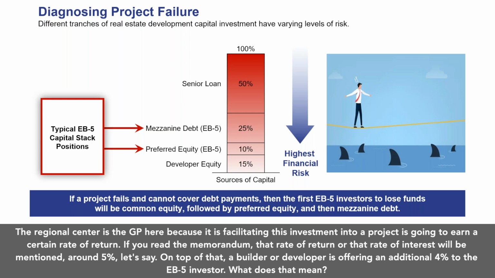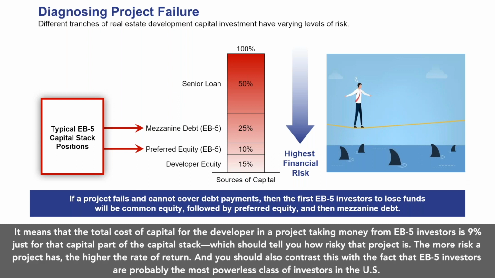On top of that, a builder or developer is offering an additional 4% to the EB5 investor. What does that mean? It means that the total cost of capital for the developer in a project taking money from EB5 investors is 9% just for that part of the capital stack, which should tell you how risky that project is. The more risk a project has, the higher the rate of return. And you should also contrast this with the fact that EB5 investors are probably the most powerless class of investors in the US.